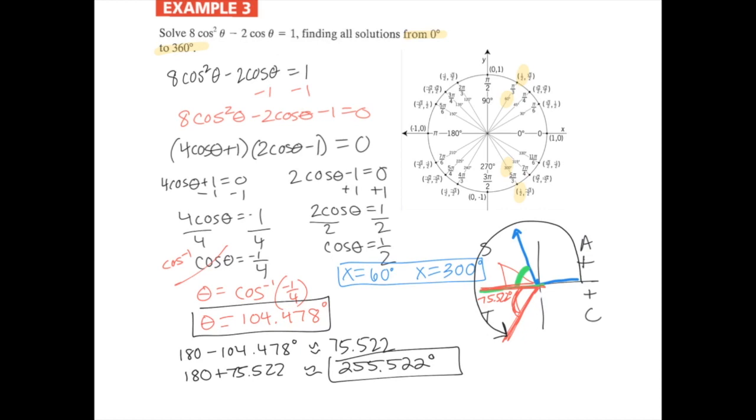So as you can see, when working with trig equations that have values that are not on the unit circle, there's definitely more work involved.